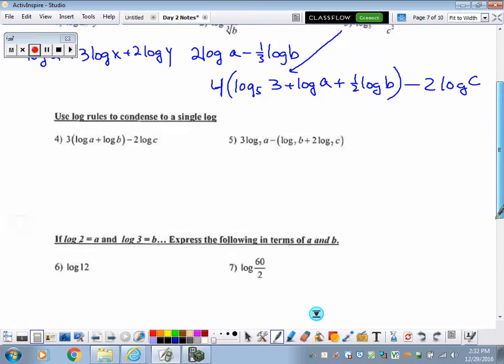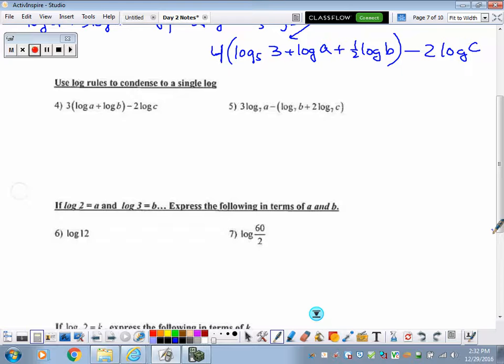The next 2, we're going to go the opposite direction and condense. Again, the substitute may pause the video while you do 4 and 5 on your own, and then play the video again to go over the answers.